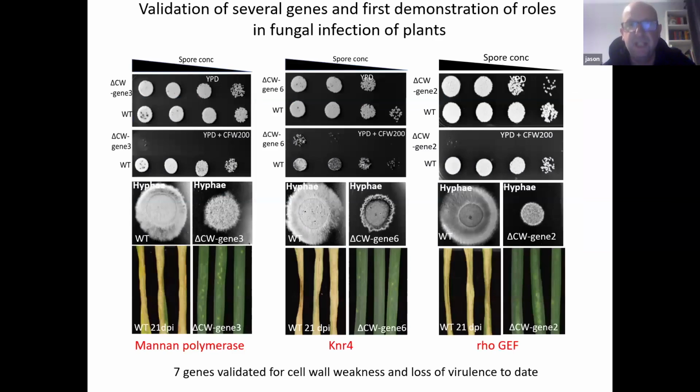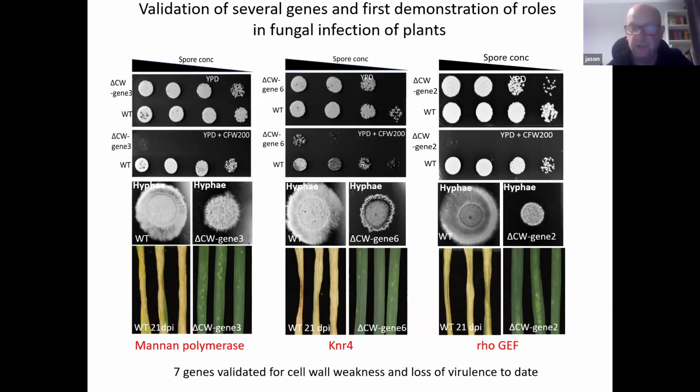It's about a 50% success rate so far when we analyze the data, looking at all the data we have in terms of expression data and other data sets for all the candidate genes. But we have been able to validate, and I show you here, 7 genes in total that are specifically inactivated to cause cell wall weakness and loss of virulence, and I give you 3 examples there, different aspects of cell wall biology. Mannan polymerase generates the actual physical structure of the wall. KNR4 is likely a signal transduction integrator, and the Rho GEF protein is again a signal transduction protein.